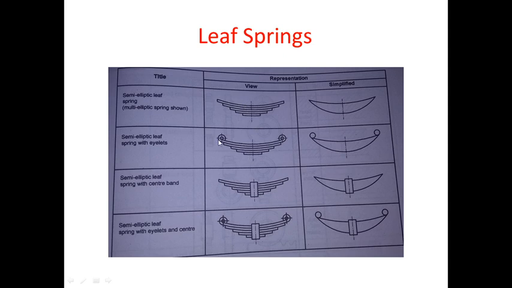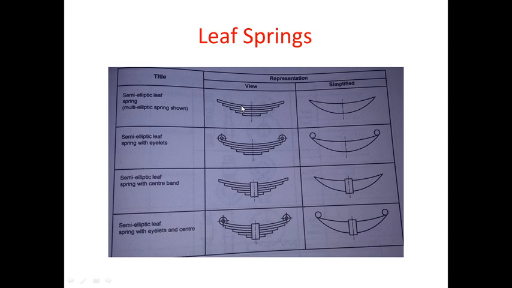In the second, we can see this leaf spring is having eye holes. Now these eye holes are provided for mounting. Similarly, in the third, we can see all the leaf springs are tightened together by using a band, that is a center band, so that the positions of all these springs remain fixed with respect to each other. And the last is a semi-elliptical leaf spring which is having both the center band as well as the holes for mounting. And this is the symbol for the different semi-elliptical leaf springs.